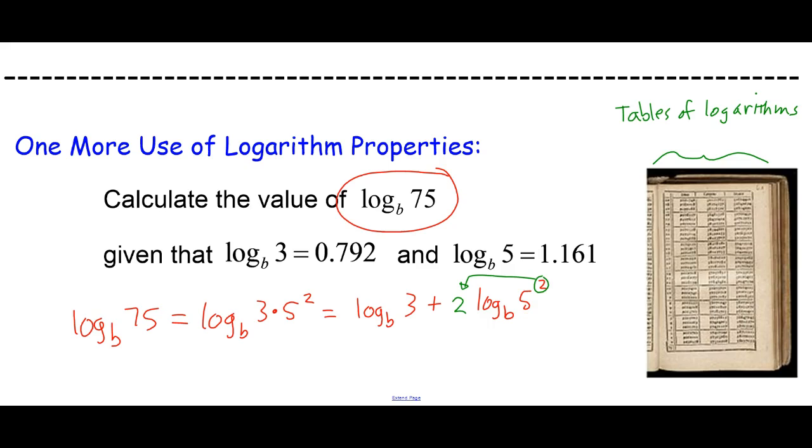And then what you would do is look up in the table logs of these small numbers. Log base b of 3 is a fairly small number. It's probably on the table. So 0.792 plus 2 times, and you'd go look up log base b of 5, 1.161, and then you would do the actual arithmetic from there. So that's an old-fashioned technique from before the invention of calculators. And in those days, expanding logarithms was really practical and you used to have to do it all the time.